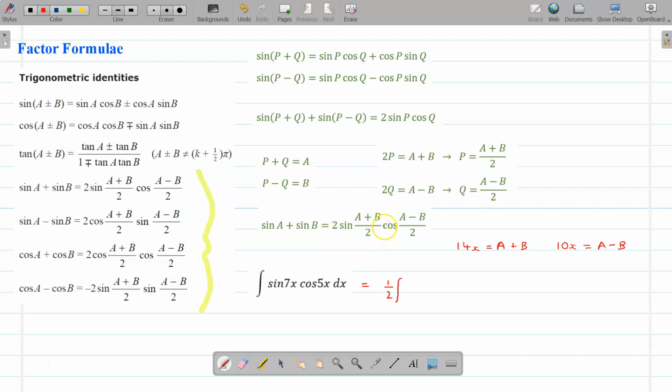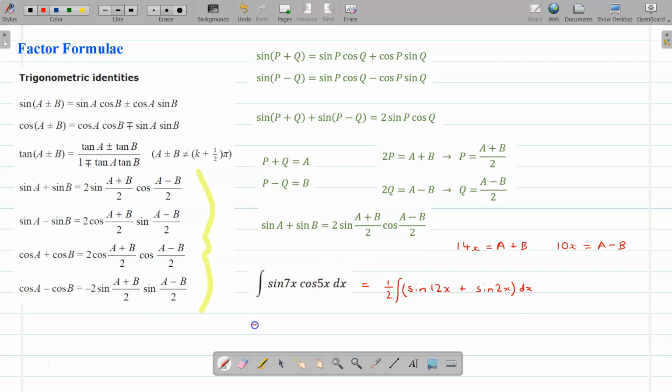and I'm now using the left-hand side, which is the sum of two trig functions. So it's sine A, so it's sine of 12x plus the sine of 2x. So it's now the sum of two items added together, both of which can be integrated easily.